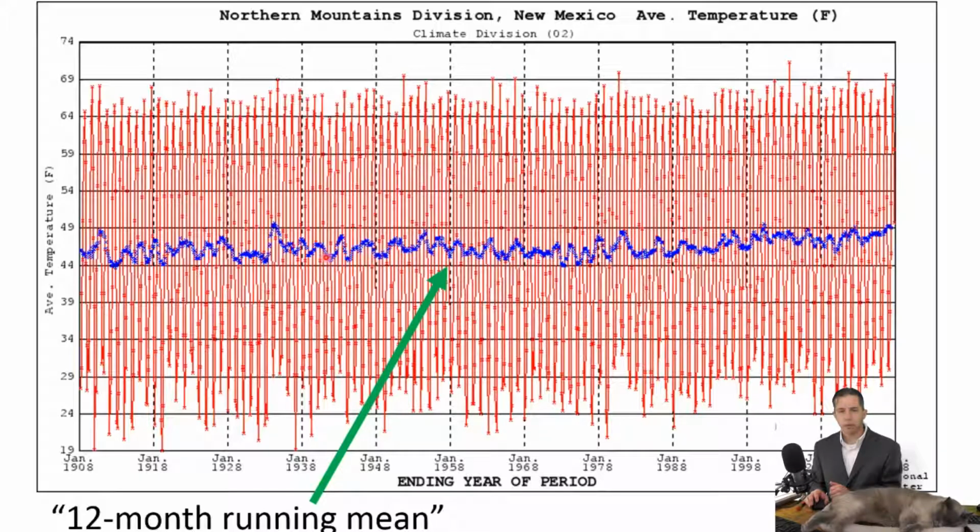Okay, so now what you can see is the running mean, and we're back in Northern Mountains Division. The running mean is bumping up and down between this 44-degree mark and the 49-degree mark, right? It's kind of down here. And then you see when you get to the 90s, it stays closer to this 49-degree mark and doesn't ever go back down to this 44-degree mark. So the long-term average has increased. It's averaged from somewhere kind of down in here to somewhere up in here.